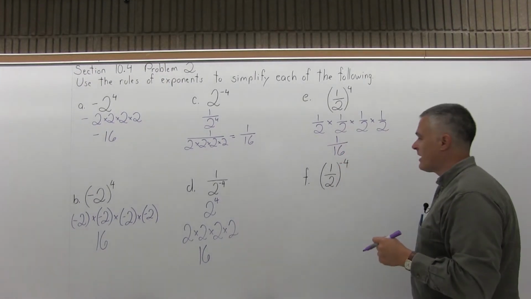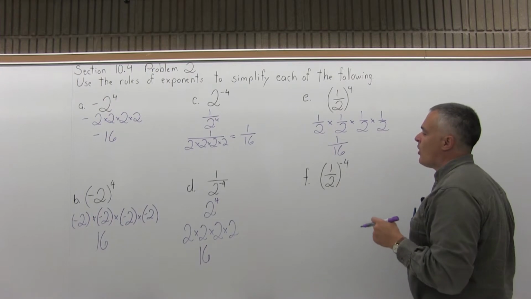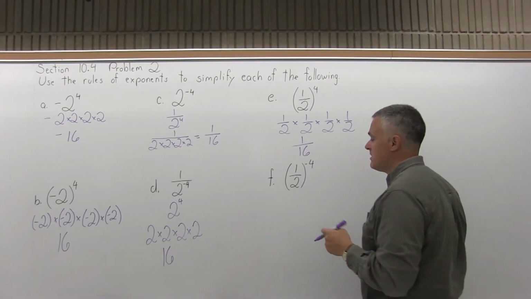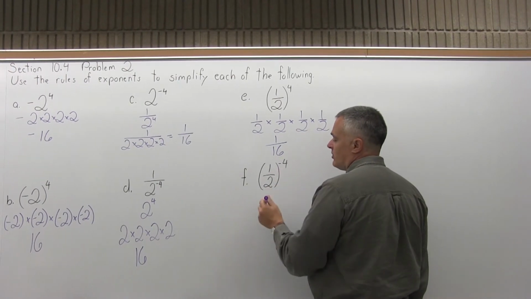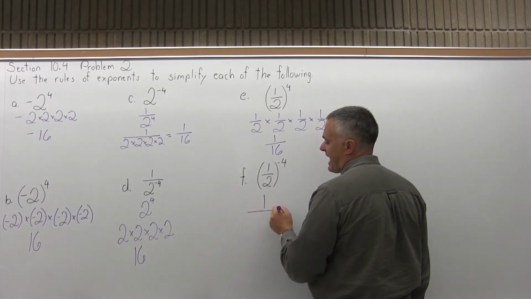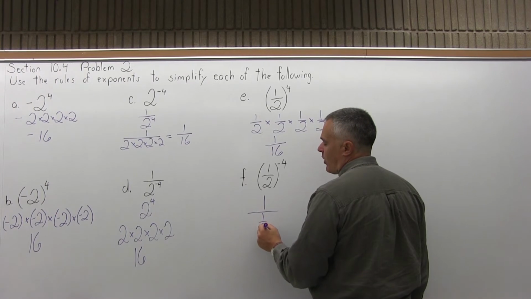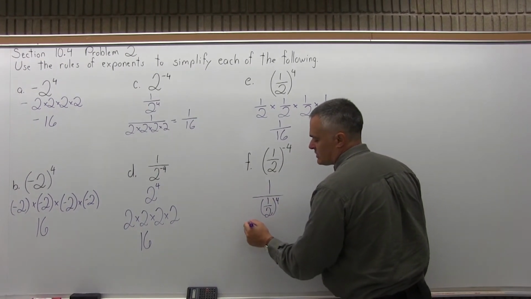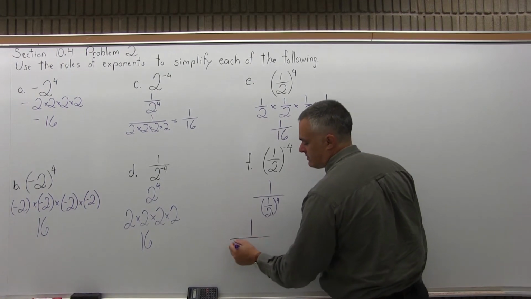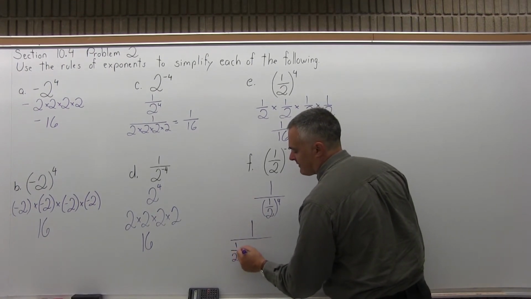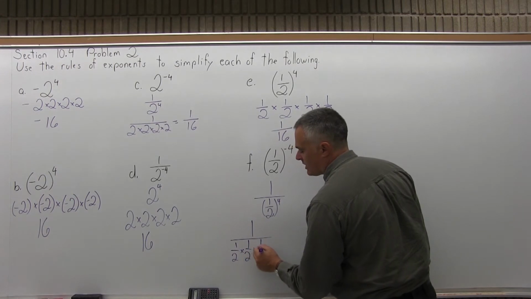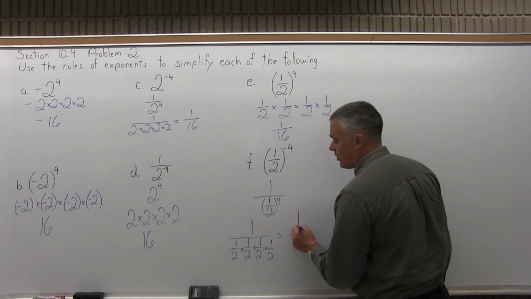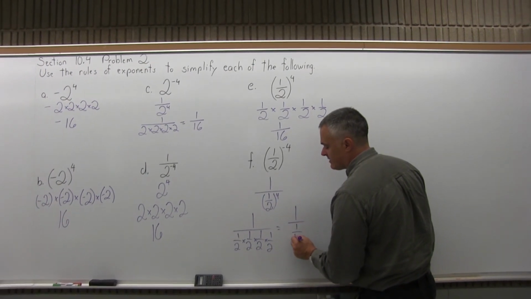And finally, the last part, part F, you have 1/2 to the negative 4th power. So again, with this rule of the exponent, what you really have is 1 over 1/2 to the 4th power. And that's 1 over 1/2 times 1/2 times 1/2 times 1/2, 4 halves, which is 1 over 1/16.